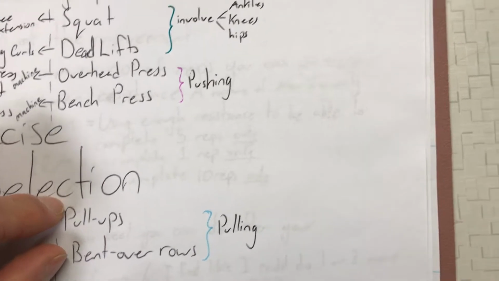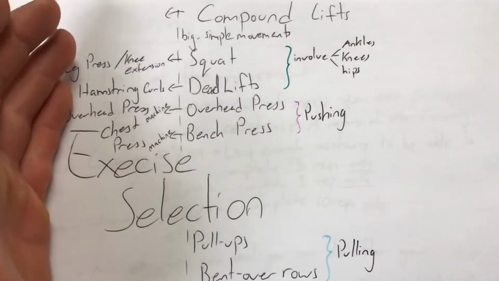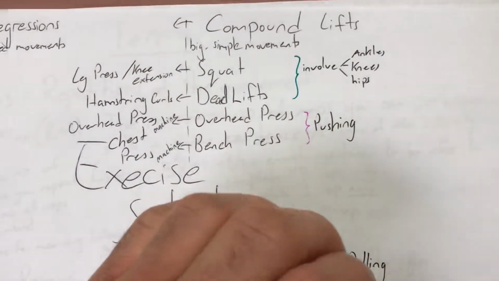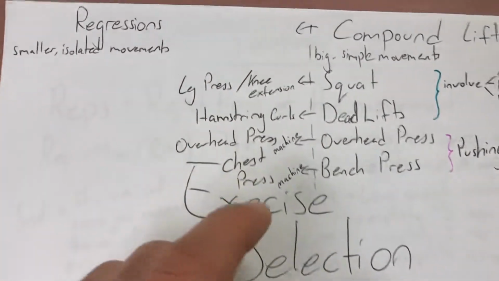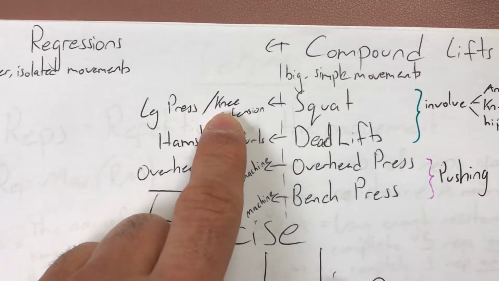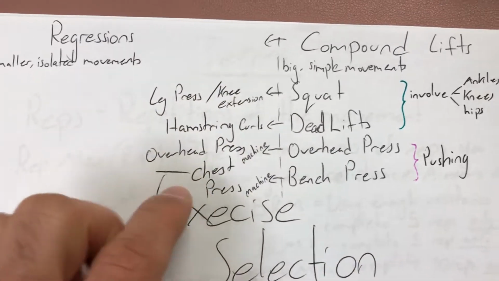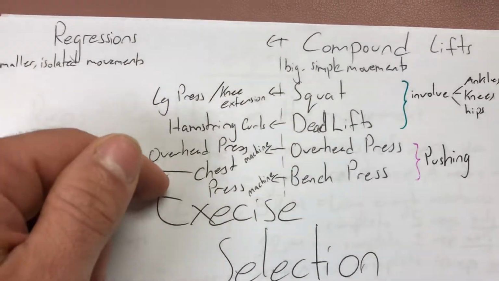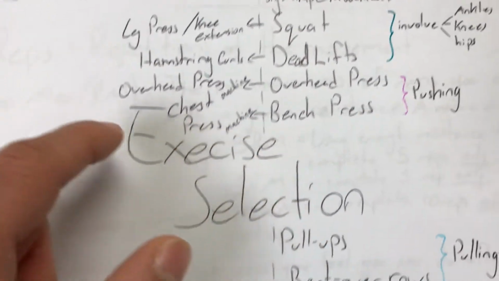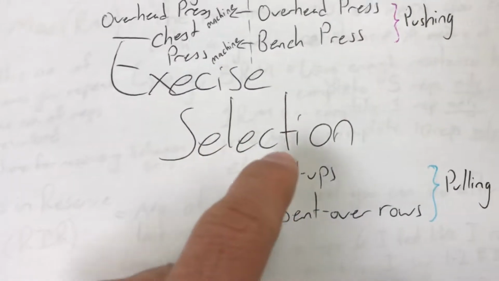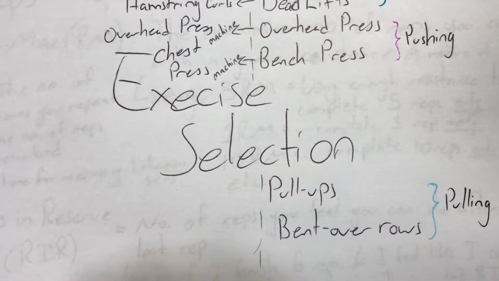All right, and then we've got regressions. These are exercises that will progress into these. The easier versions of these are simple and isolated movements. So we've got the leg press and the knee extension, and the hamstring curl for deadlifts because that works the posterior chain, being the back of your leg. We've got the overhead press machine, the chest press machine. I forgot to put these: we've got the lat pull down and the seated row.